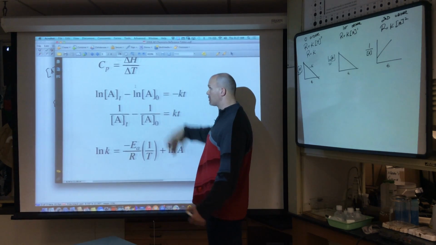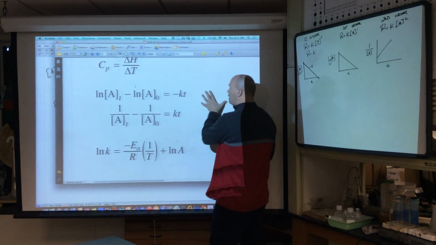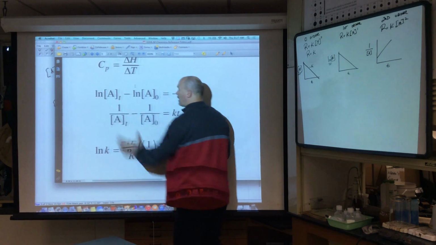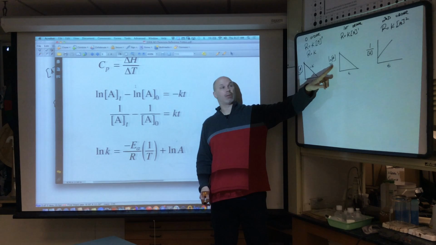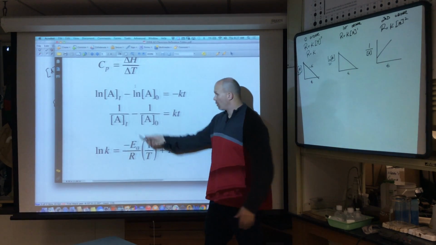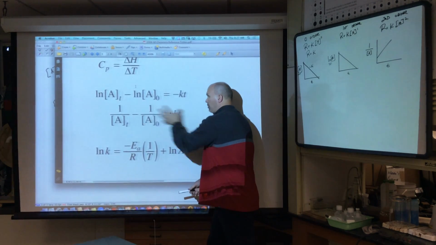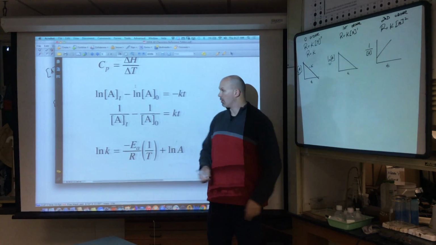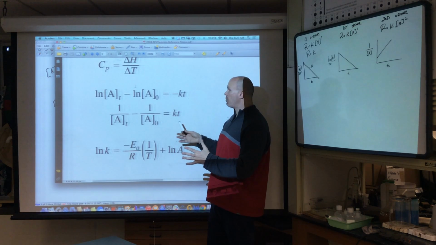So the first one is first order, okay? And if you just put this over here like we did, negative kt plus ln of A initial, you've got the y-axis being ln of A over some time period. And then if you do the second order, you notice the y, this would be your y-intercept, okay, this would be plus 1 over A naught, or A initial, and you have 1 over A against t. Okay, so these are given to you. Now, you can use these in any way you like.